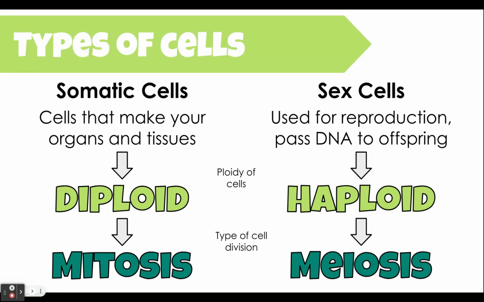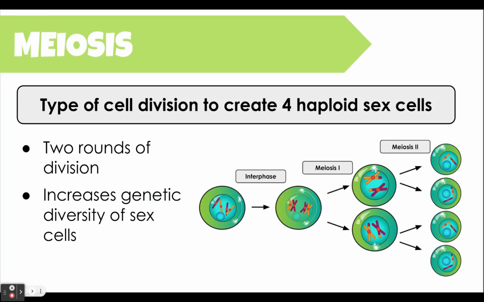Whereas your sex cells, they are haploid. They go through a different process in order to divide. They go through meiosis, which sounds similar to the word mitosis, but is a different type of cell division specifically to make haploid cells. So we'll talk about in this video how meiosis is able to create these haploid sex cells. At the end of meiosis, we begin with one cell. We will end with 4 haploid sex cells.